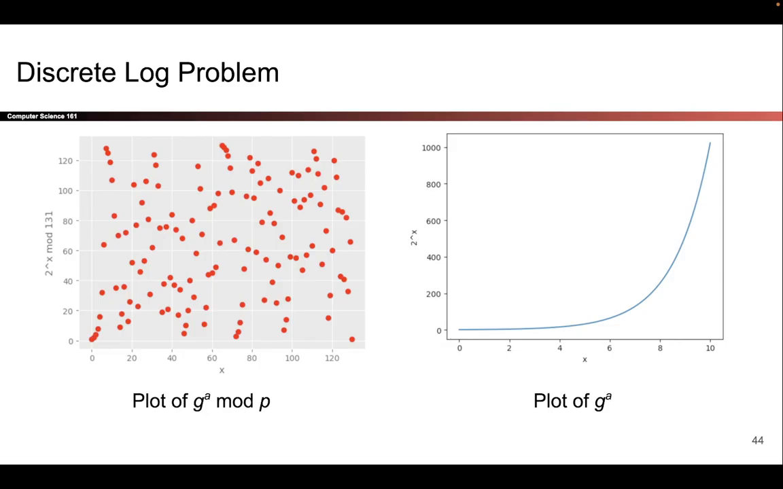Whatever value of g to the a mod p I tell you, it's really hard for you to look at this plot and identify any patterns that would help you find the original value of a. So if I told you that I computed g to the a mod p and it was this value right here, that's the value on the y-axis, I don't know what value on the x-axis I chose for a. It could be a large value, but it could also be one of these smaller values. It's just not clear. That's the discrete log problem, and this picture is why it is so hard to solve.